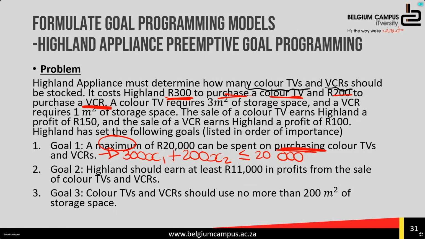Okay, so for goal one, I am making this my Z1. Who can tell me why I am making goal one Z1 and not Z3? First priority, right? I'm making it Z1 because it's my first priority. They told us the order of importance.